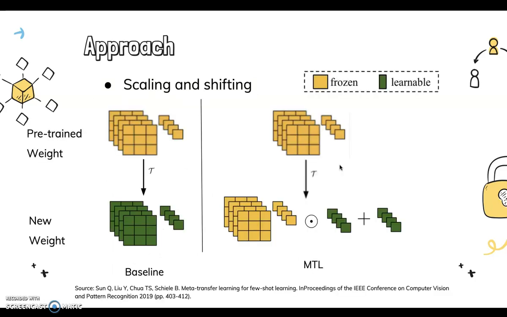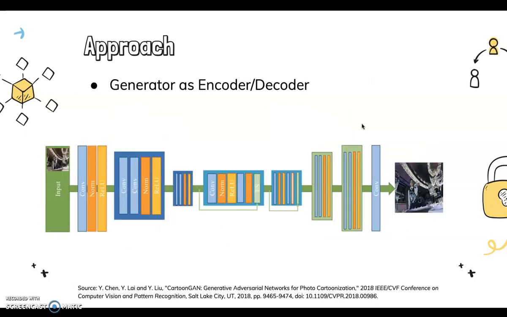Let's talk about scaling and shifting. The first row is the pre-trained weight, and the second row is the new weights. In baseline, all the weights need to be trained. In MTL, we can assume that the new weights are obtained by scaling and shifting the pre-trained weights. This is the scaling, and this is shifting. The parameters in the original model are frozen, and only the scaling and shifting parameters are being updated during the training process. This method significantly reduces the learnable parameters and increases the training speed.